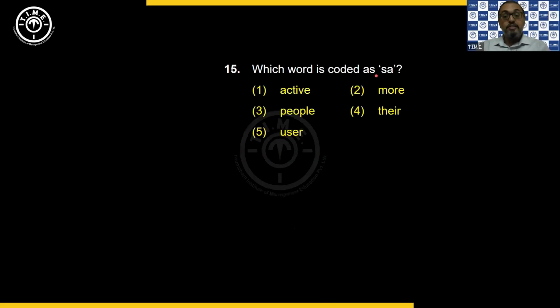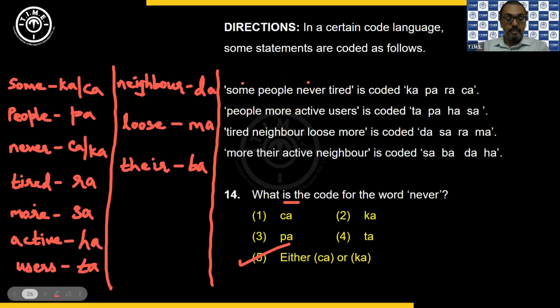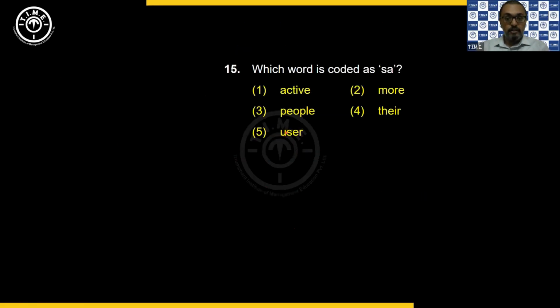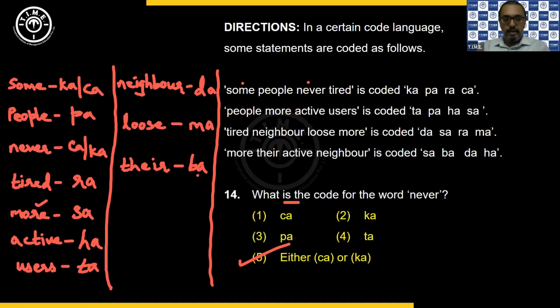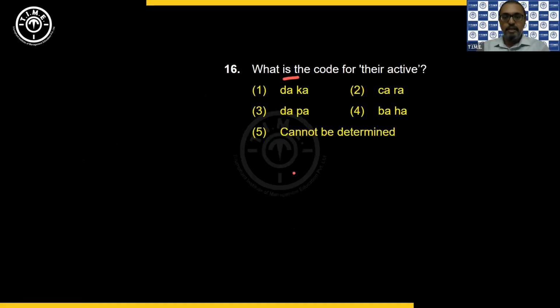Then which word is coded as SA? For SA, the word we have is more, and that's available in choice 2. Okay. Then what is the code for there and active? There is BA, active is HA. So it is BA, HA. Choice 4. Okay.